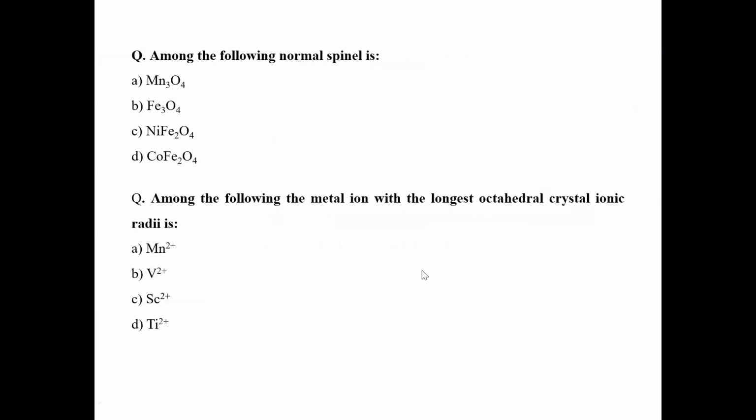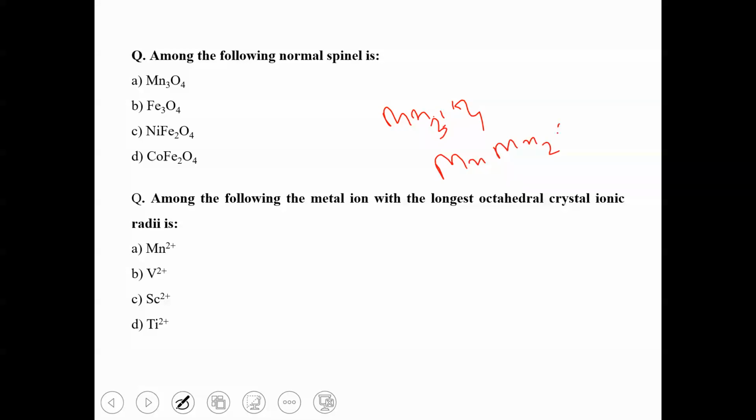Right, so I'm considering Mn3O4. Okay, my pen is not working properly. So Mn3O4, you can write Mn2O4. Okay, so it has plus 2 and it has plus 3.